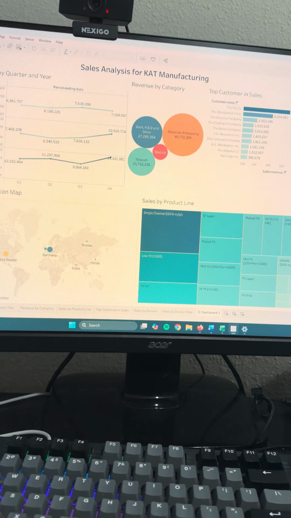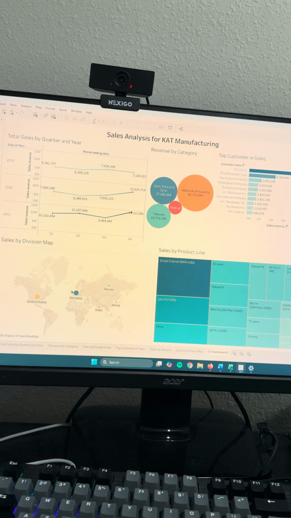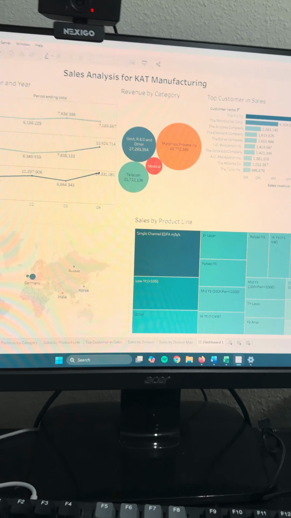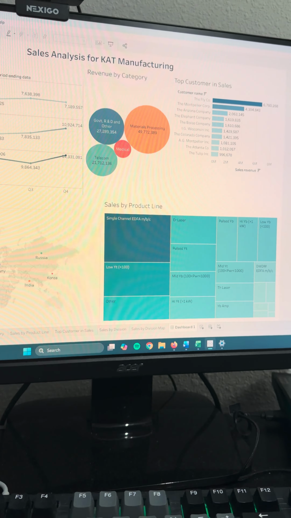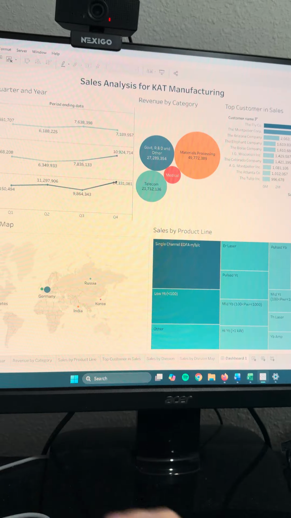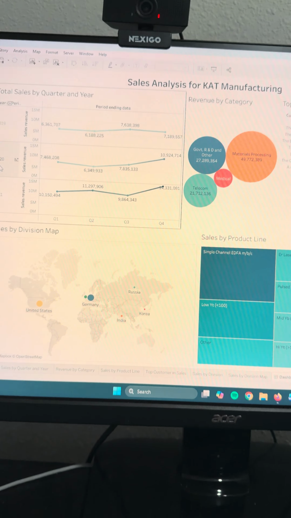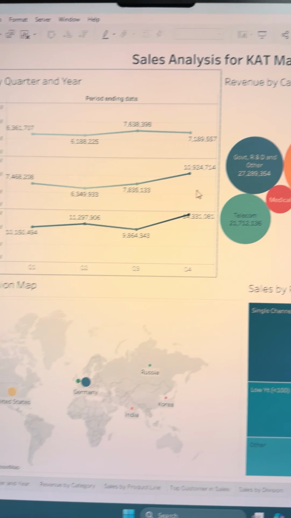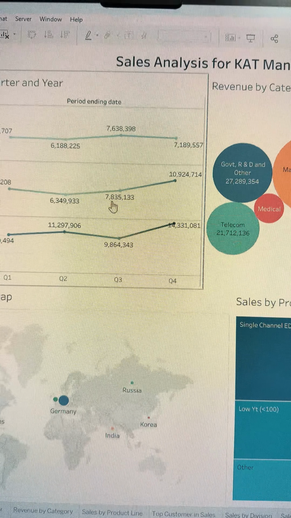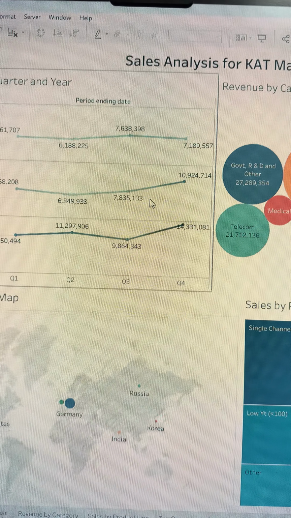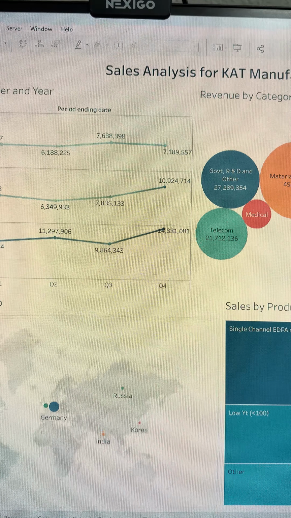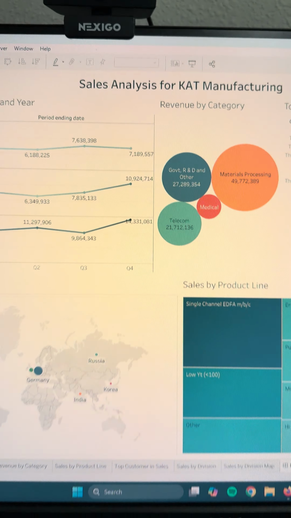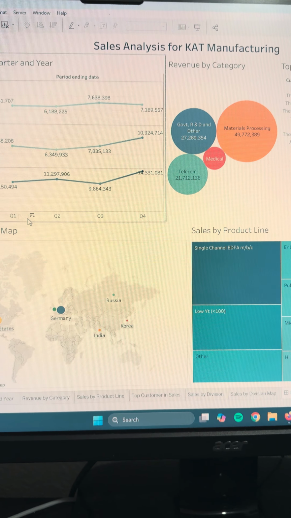And this allows us to answer the case questions. If we want to find what were the total sales for the third quarter of 2020, then basically all we have to do is look at the year 2020, and we can see that the answer would be $7,835,133. Then what were the total sales for the medical category in the second quarter of 2021?